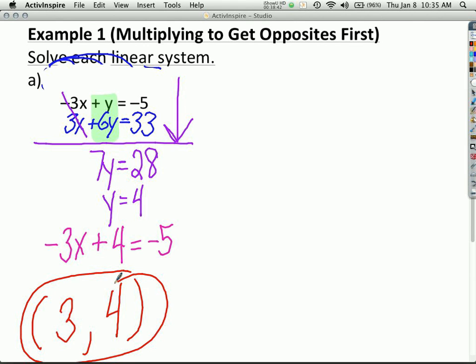Does anyone have any comments or questions about the process we went through? What do you think would happen if we decided to do substitution for this? Because prior to today, all you knew was how to do substitution. What do you think would happen? Aaron, what do you think would happen? Yeah, you get the same answer, no matter what, as long as you did it right. Does anyone have any concerns or anything about what we did?